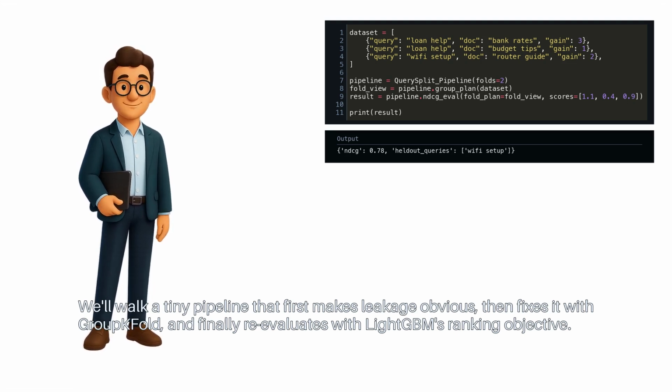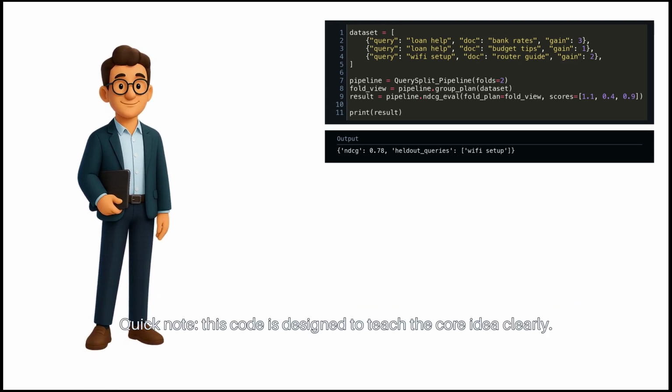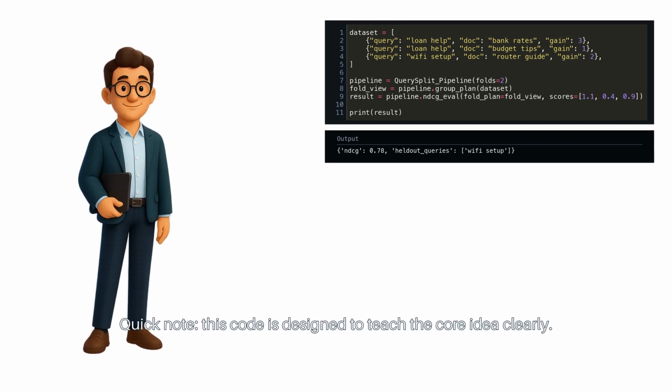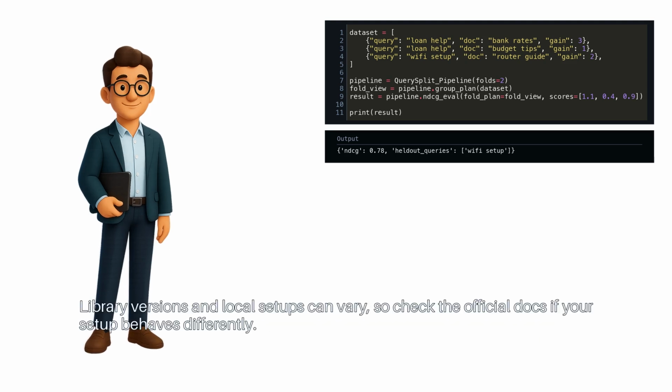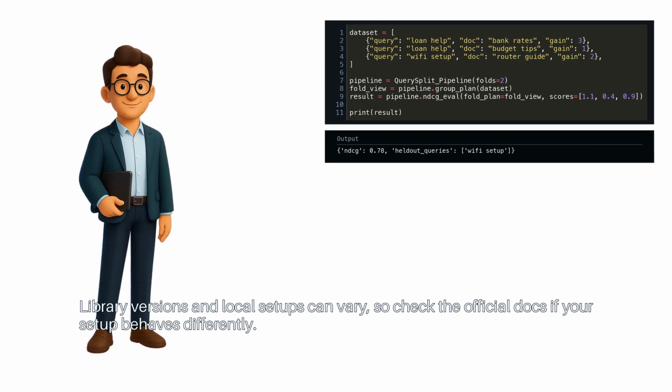with LightGBM's ranking objective. This isn't production code. It's a compact, reproducible demo you can scale up to your data. Quick note, this code is designed to teach the core idea clearly. Library versions and local setups can vary, so check the official docs if your setup behaves differently.